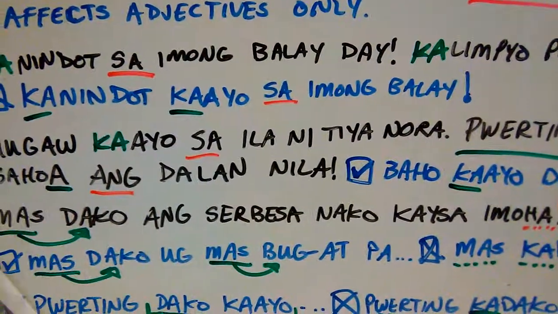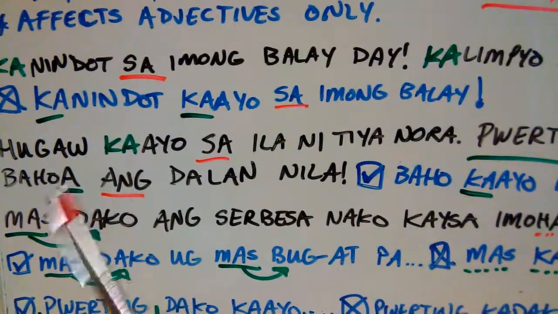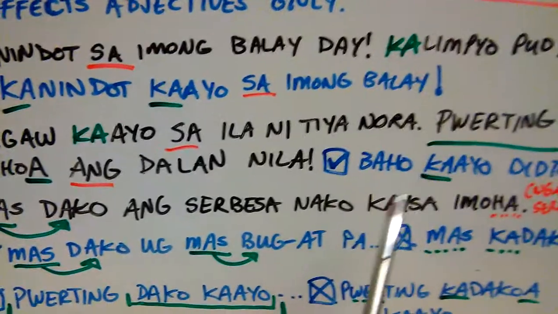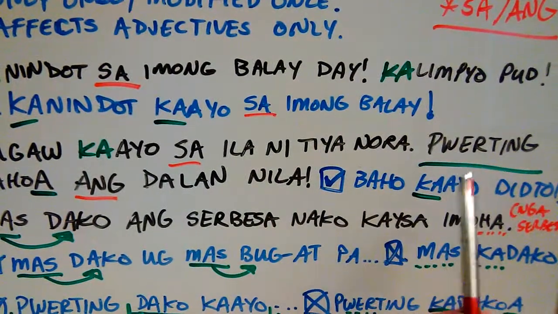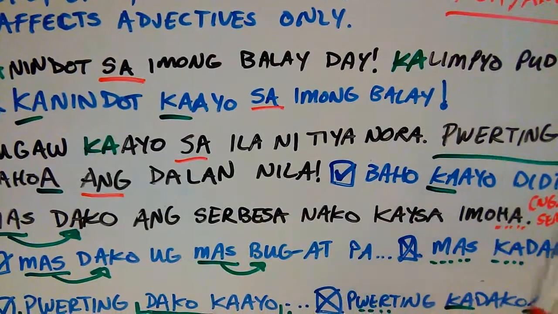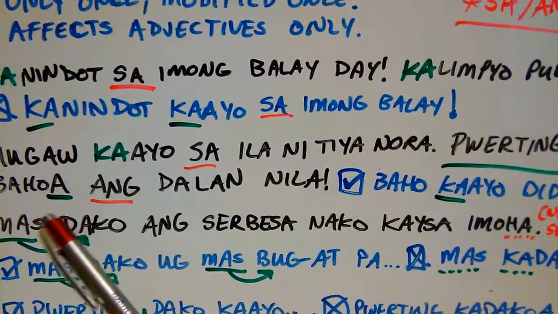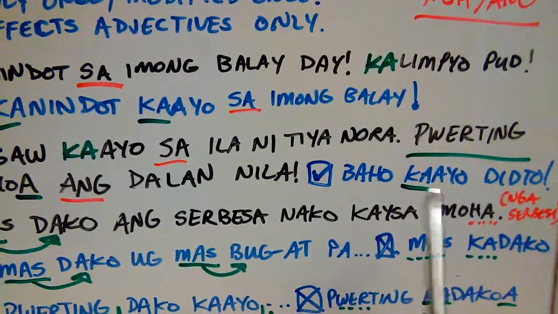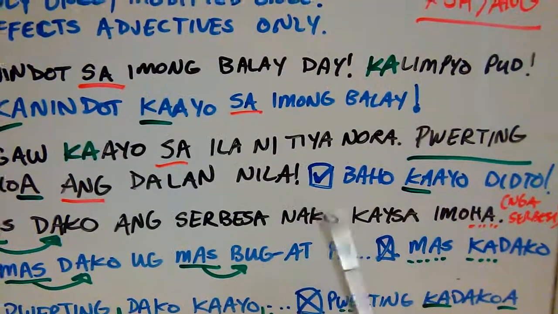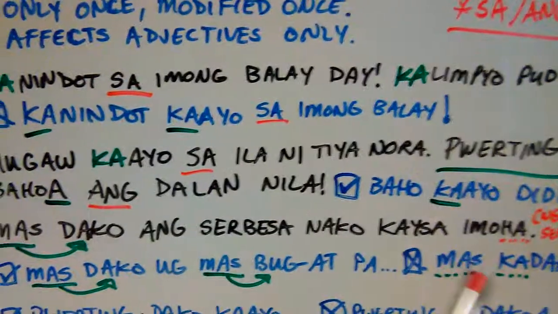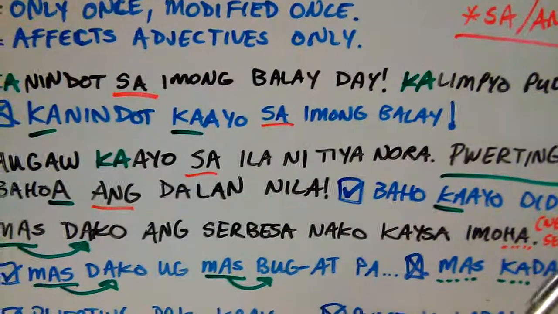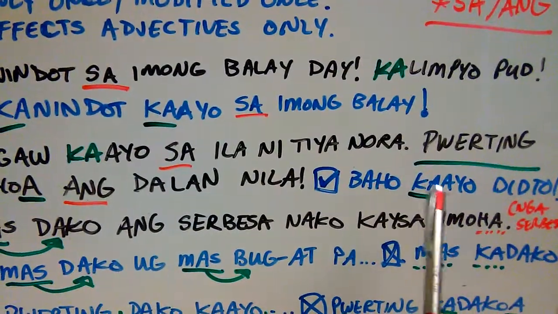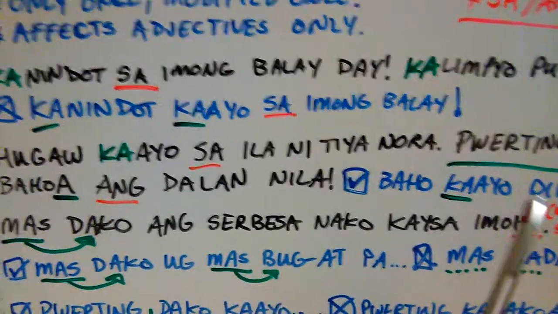It's already been modified once. We just leave it, right? Puwerteng baho a ang dala nila. You can also use, if you don't want to use puerte, which specifies a specific adjective using our specifier, if you want to use kaayo and you don't want to use puerte, you can also say, ay, baho kaayo dito, right? It's very smelly and just really smelly and stinky over there, right?